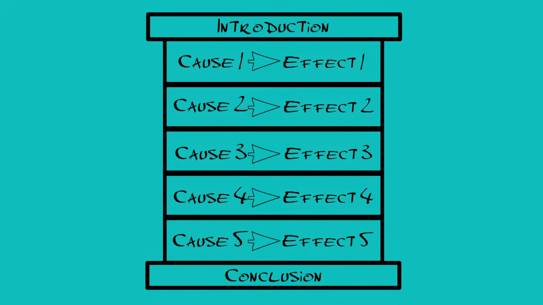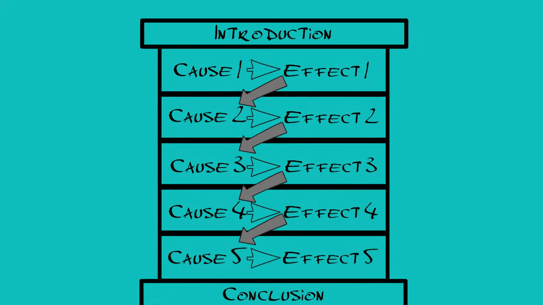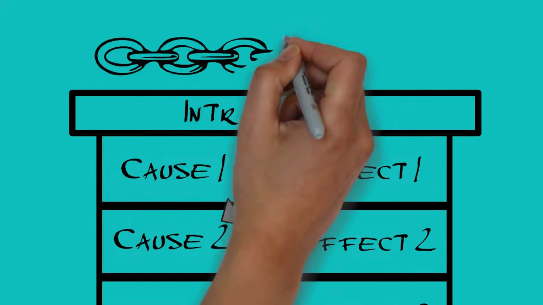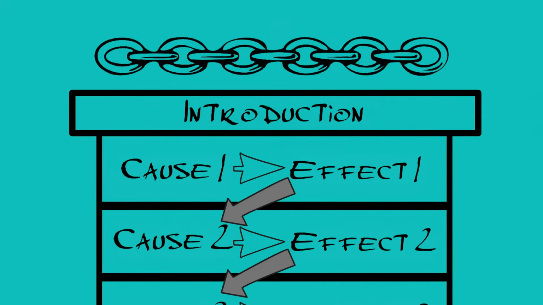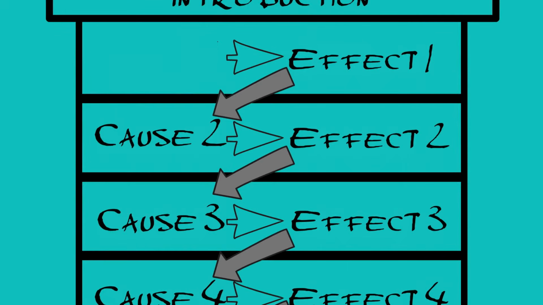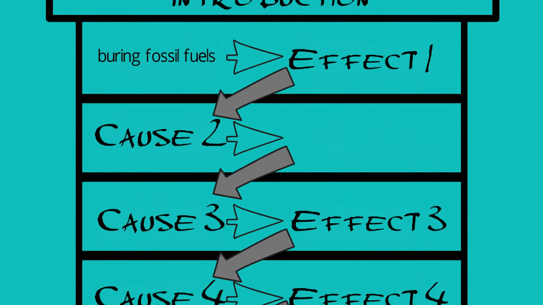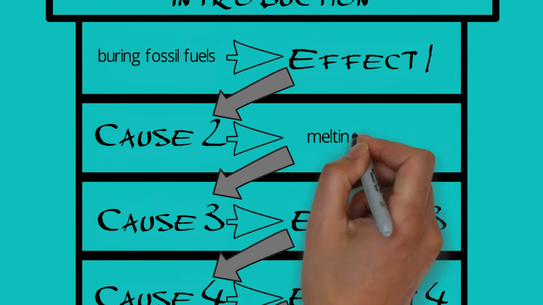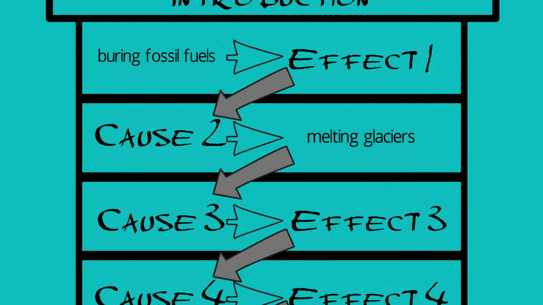Often the first effect can itself be a cause, and the second effect can be a cause, and the third one and the fourth one. And that's why this structure is called the chain structure, because the effects and the causes are connected together like the links of a chain. To understand this, let's again look at the global warming example. So we had the cause burning fossil fuels, and 2 effects we had were melting glaciers and rising sea levels.